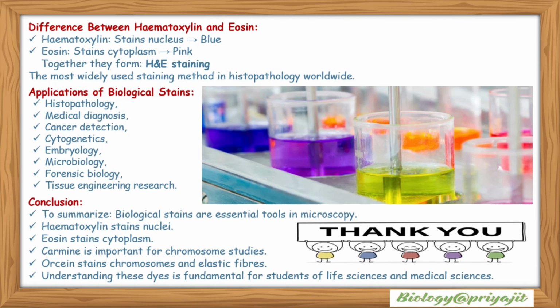Conclusion: to summarize, biological stains are essential tools in microscopy. Haematoxylin stains nuclei, eosin stains cytoplasm, carmine is important for chromosome studies, orcein stains chromosomes and elastic fibers. Understanding these dyes is fundamental for students of life sciences and medical sciences.